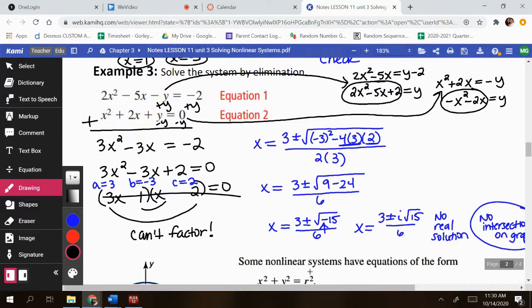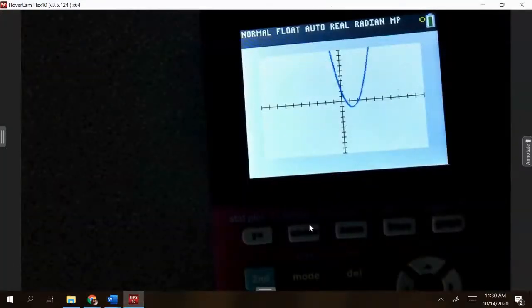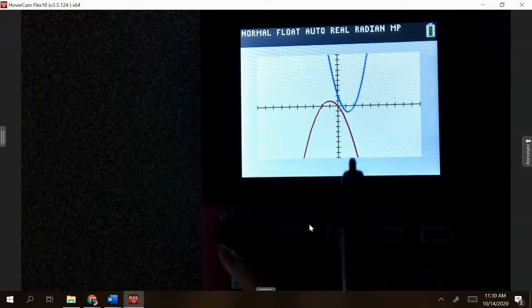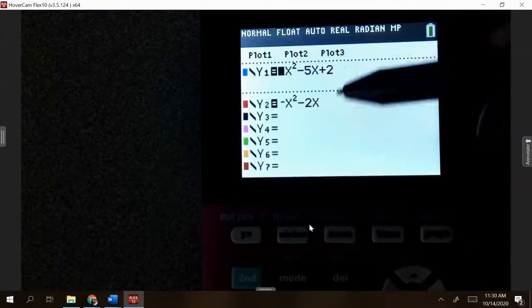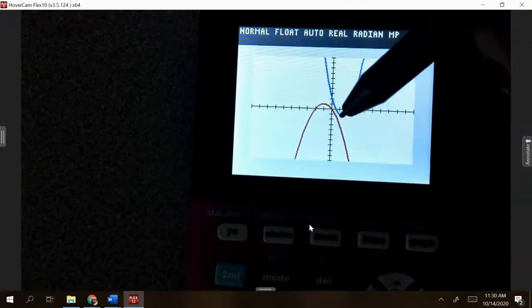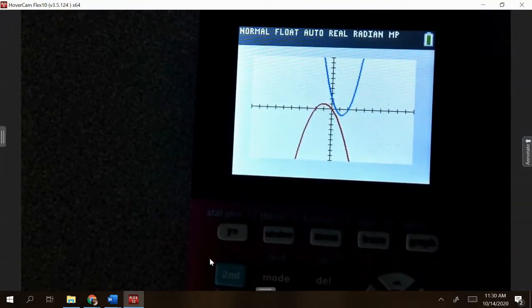Okay, let me switch over to my graphing calculator so you can see it. All right, let me go back to my y equals form. You can see I just put these in my y1 and y2. And when I graphed it, do you see how there's no intersection? Okay, that's because we had imaginary solutions.